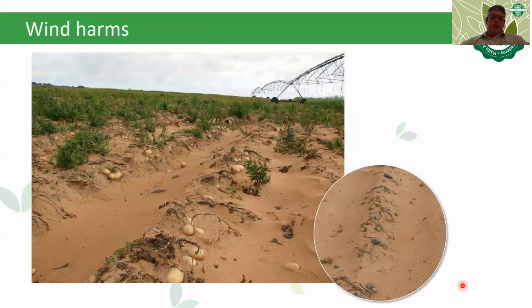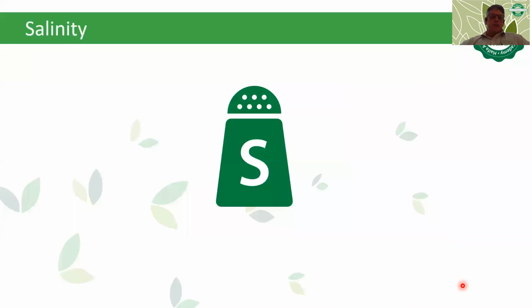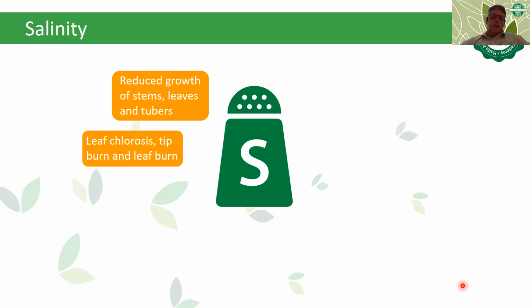Wind, if you have high wind and you have very sandy soils, one needs to do something to protect the plants against wind. If you don't, you lose your yield again. Salinity, often we have soils which already have salinity problems, and there's not much you can do because it reduces your growth of your stem, leaves, tubers. It's just basically inhibiting. You end up with leaf chlorosis and tip burn, so your leaves start dying.